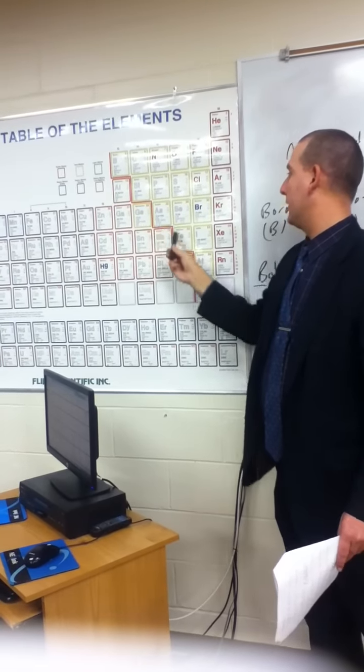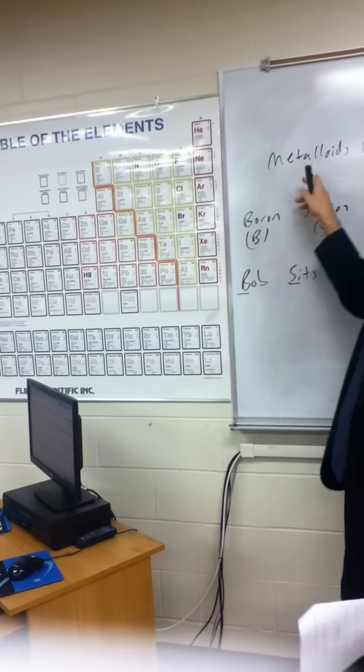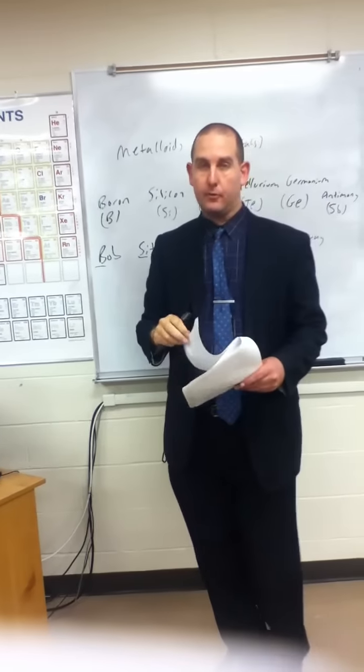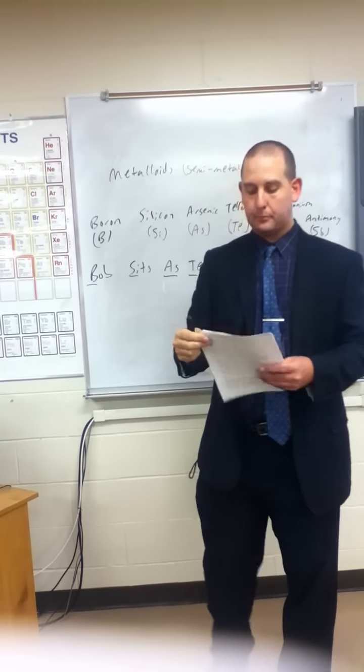And those are all located on the staircase. So they're right on the borderline between metals and non-metals. That's why they're called metalloids or semi-metals. All right, so now pause the video and answer the 10 questions on page 8.